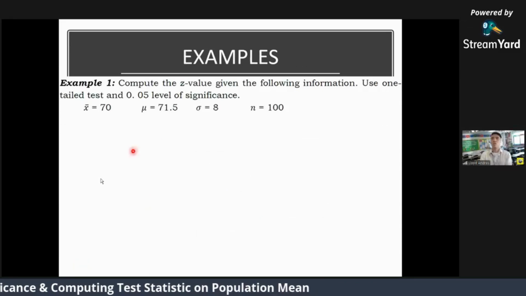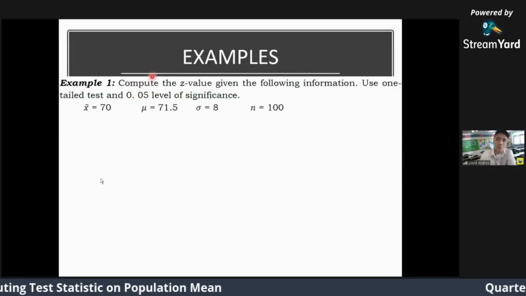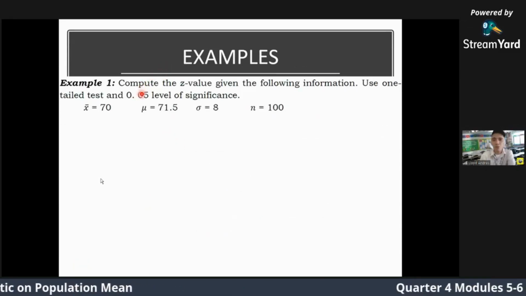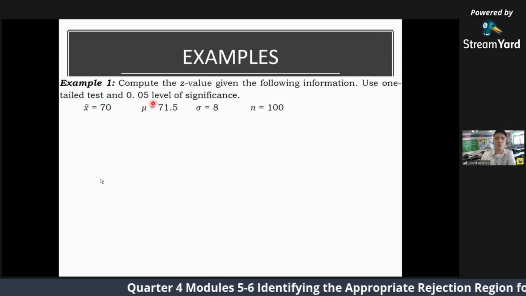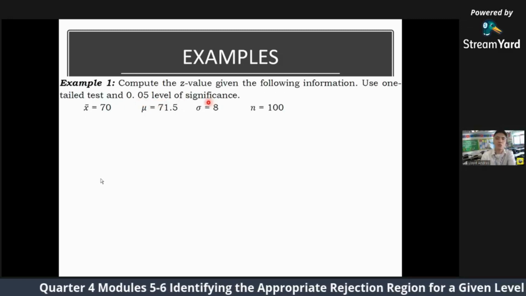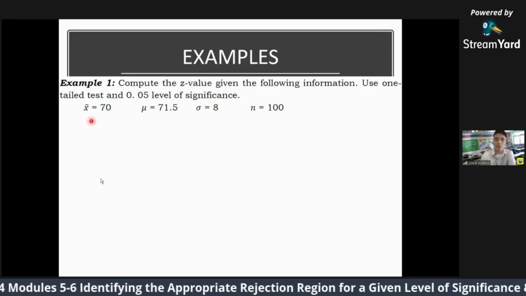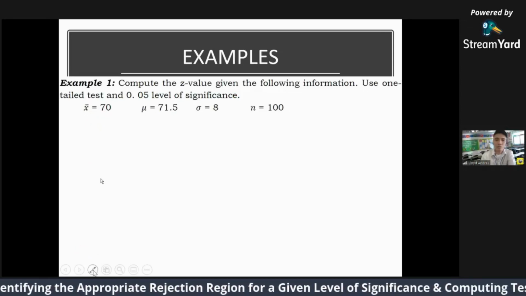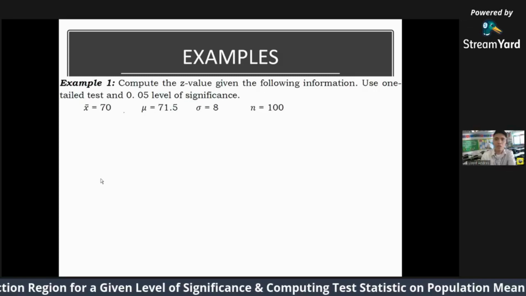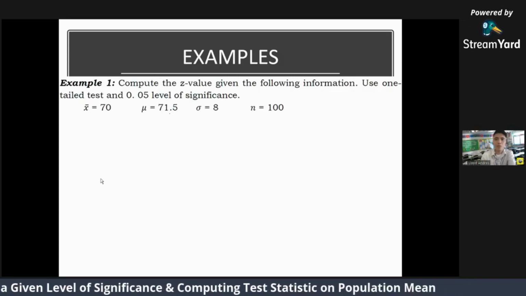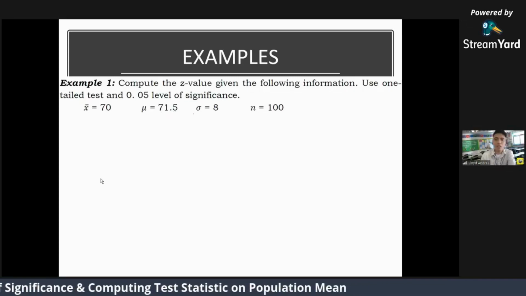So, let's discuss some examples. Compute for the Z value given the following information. Use one-tailed test and 0.05 level of significance. So, based sa given, the sample mean is 70, population mean is 71.5, population standard deviation is 8, and N is 100.